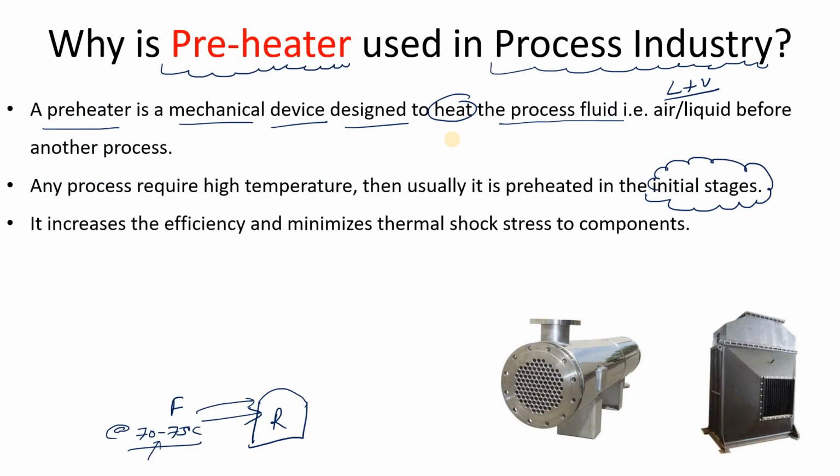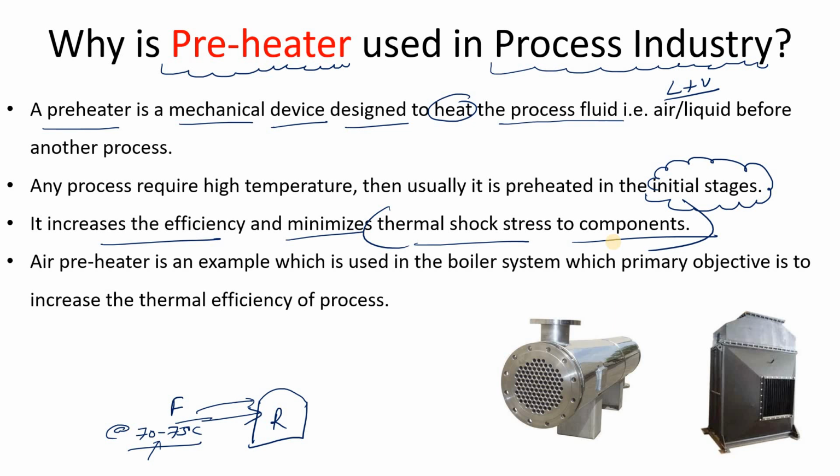Now when we use the preheater, it increases the efficiency of the process, obviously, as well as the efficiency of the overall plant, and it also minimizes the thermal shock stress to the components. Obviously, let's suppose you want the temperature here to be 70 to 75. If you are feeding a temperature around 70 to 75, it's okay. But if you are sending the inlet fluid at a very low temperature, obviously there will be a chance of thermal shock, right?